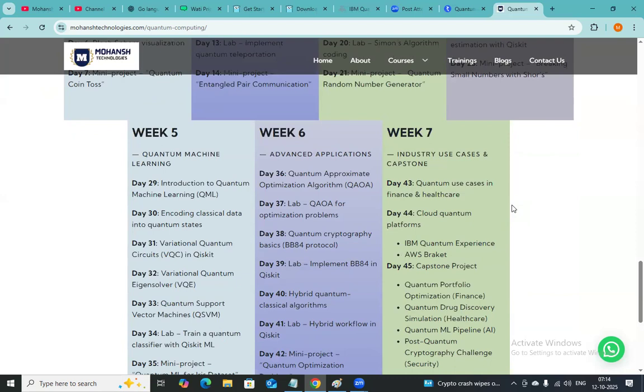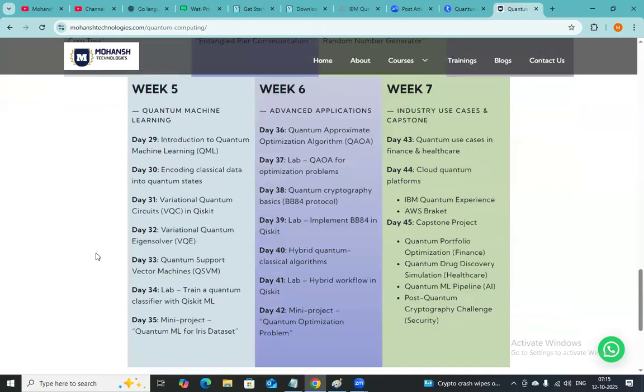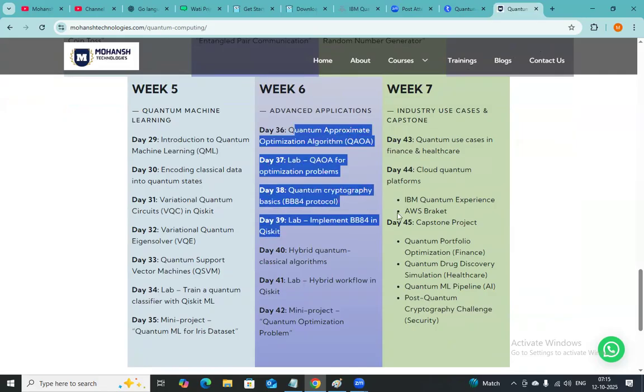Introduction to quantum machine learning, QML algorithms. There are multiple QML algorithms we are going to be learning: encoding classical data into quantum states, variational quantum circuits, variational quantum eigensolver, quantum support vector machines, and training a quantum classifier with Qiskit ML mini project. Advanced applications like the quantum approximate optimization algorithm, and labs.